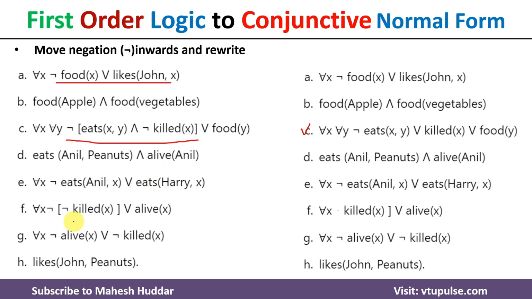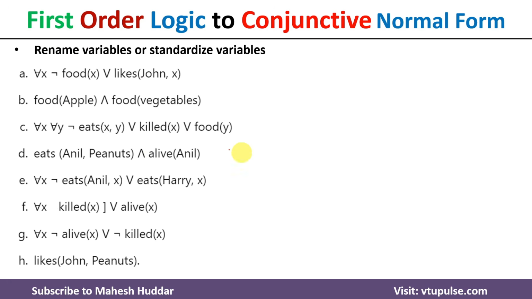When you come to this F statement, we need to move this negation inside. The negation of negation will cancel. It will be only killed of x over here. This will be or alive of x as it is in this case. So in this case, we have applied this rule for two statements and then we have rewritten the statements over here, the predicates.